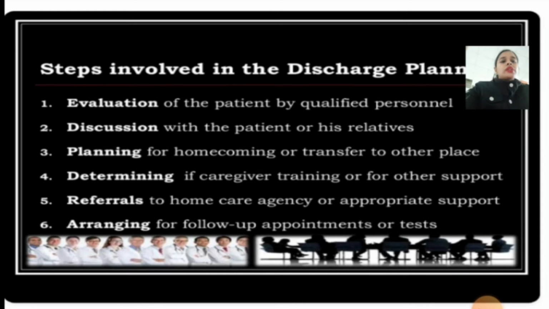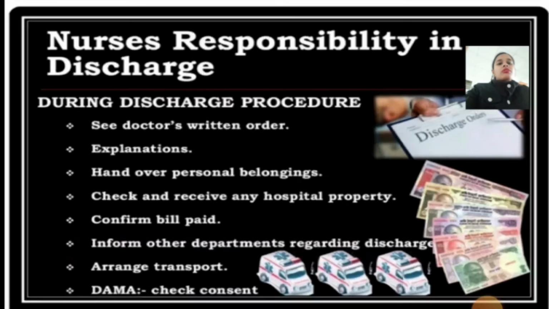Steps involved in discharge planning. First one is evaluation. Evaluation of the patient by qualified personnel, discussion with the patient or his relative, planning for the homecoming or transfer to another place, determining if caregiver training or other support is needed, referrals to home care agency or appropriate support, arranging for all follow-up appointments or tests.